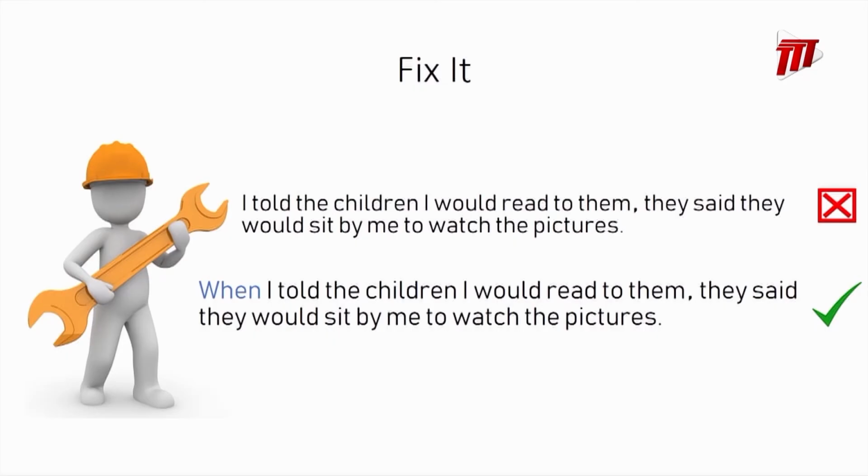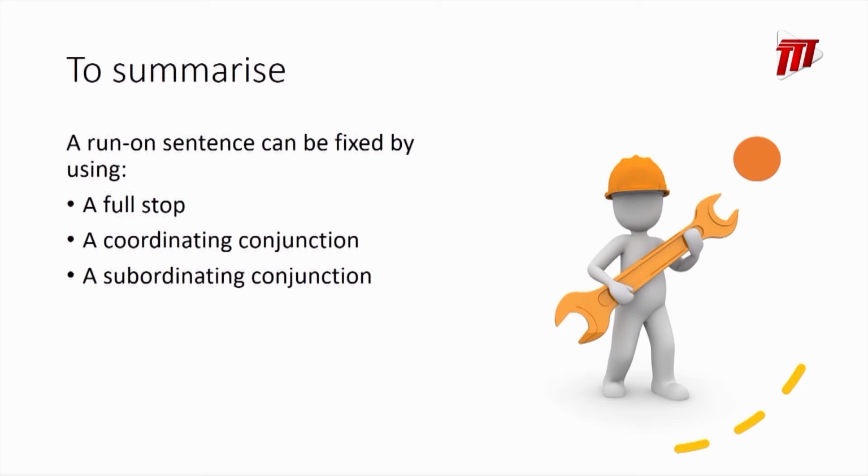but it makes a sentence flow very nicely, don't you think? When I told the children I would read to them, they said they would sit by me to watch the pictures. And that gets a thumbs up from me. So, to summarize, a run-on sentence can be fixed by using a full stop, by using a coordinating conjunction, and also by using a subordinating conjunction. But you know, it doesn't make sense knowing what these things are unless we practice.